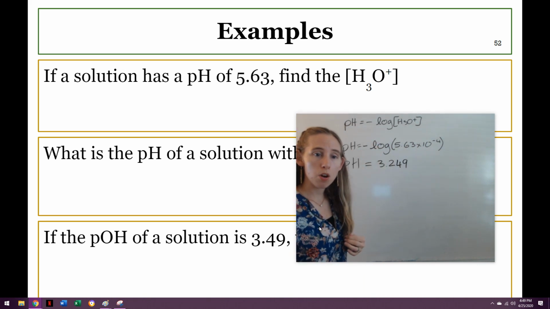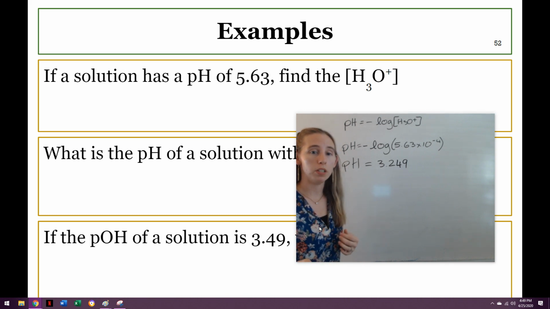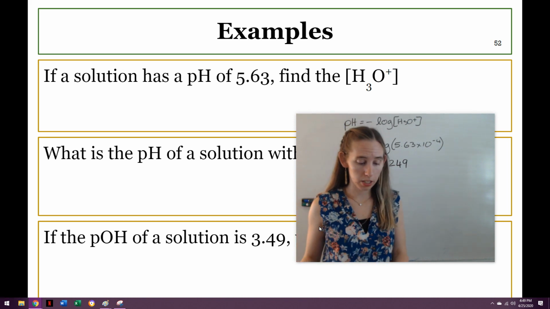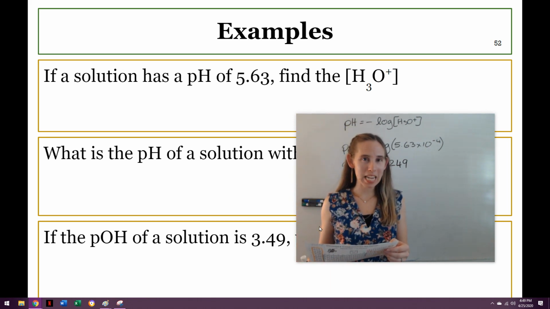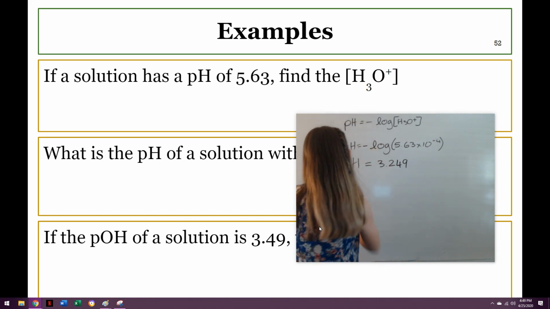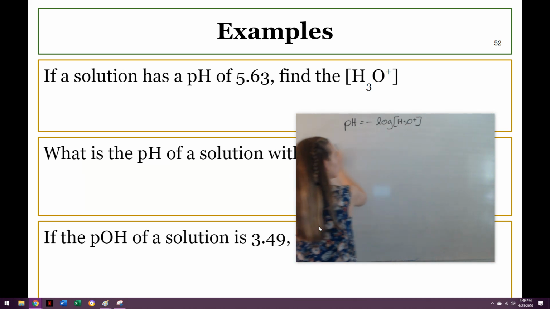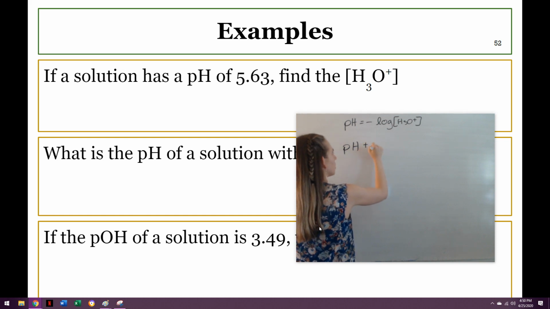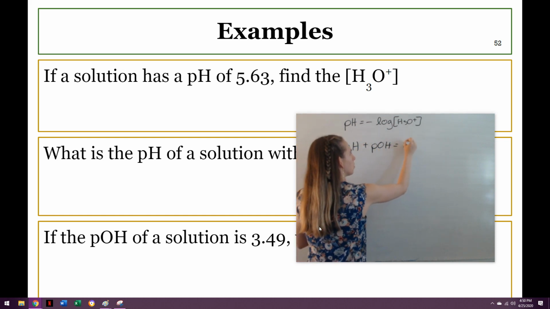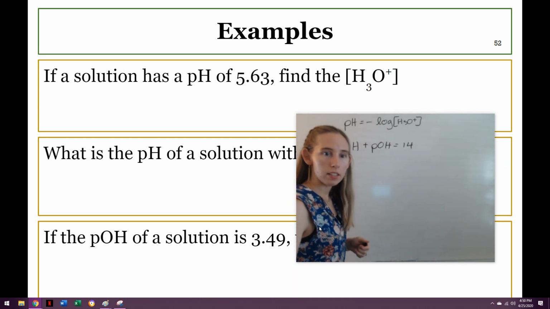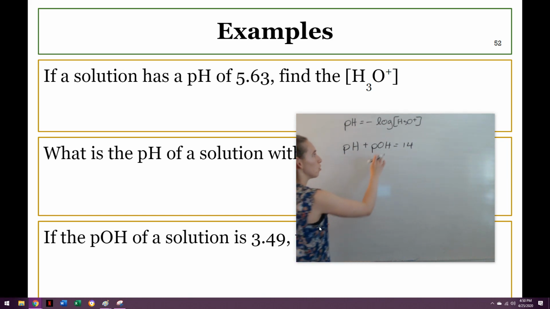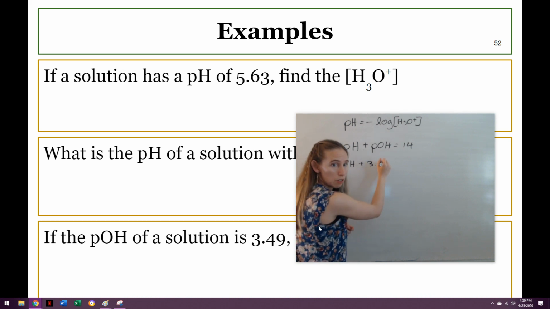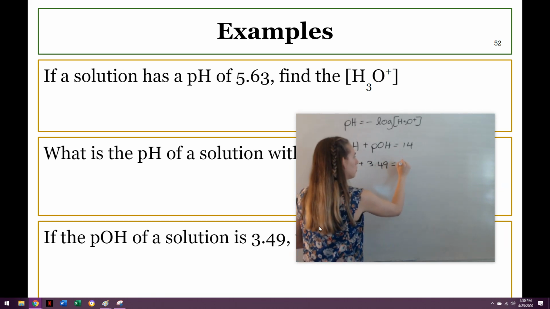Next one, if the pOH of a solution is 3.49, what is the pH? This is the easiest one by far, because look at your equation. We have pH plus pOH is equal to 14. So you just subtract from 14, essentially. pH plus 3.49 is equal to 14.